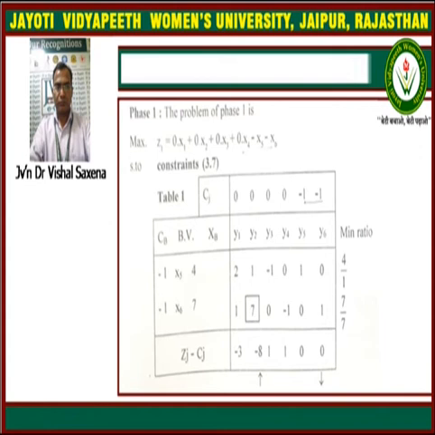Here we can see y2 is the incoming vector, and therefore we will take xbr upon yrj in the minimum ratio as 4 upon 1 and 7 upon 7. Here we can see the minimum value is 7 upon 7, which corresponds to x6, and therefore x6 will be the outgoing vector. So y6, the artificial variable, is outgoing here.